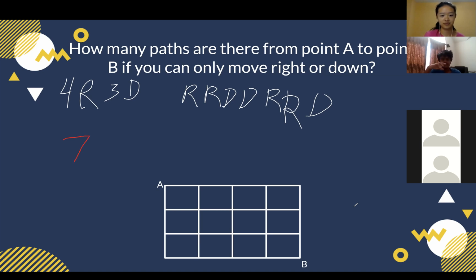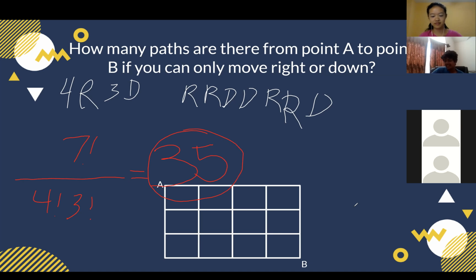Remember, R represents right, D represents down, and all paths, no matter the direction, no matter the order, are going to have 4 R's and 3 D's, just different combinations of these 4 R's and 3 D's. It's 35, guys. So yeah, I expected you guys to know this.